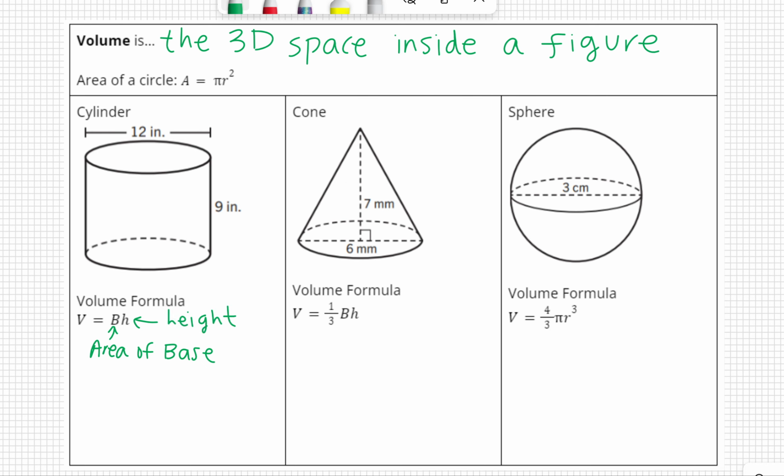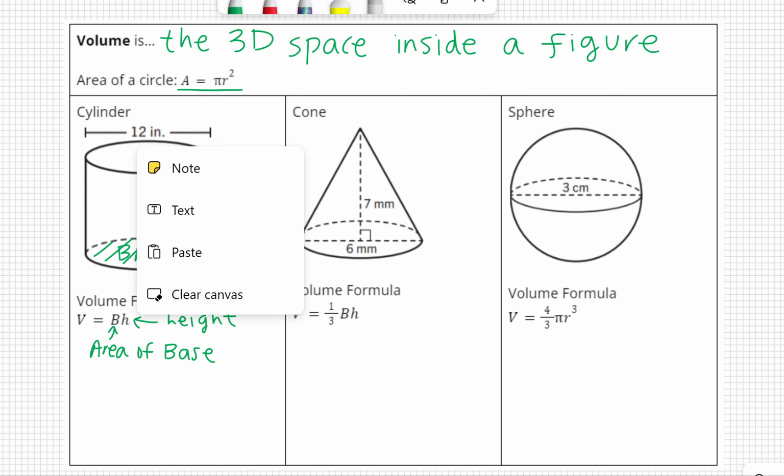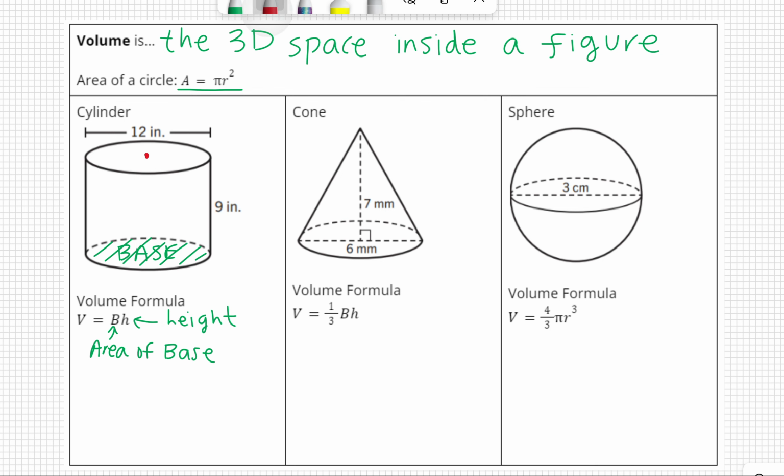To find the area of the base, that is this circle that's on the ground. That's the base. So we need to find the area of that circle. And we can use this formula here. Pi times radius squared. The radius is the distance from the center of the circle to the edge of the circle.